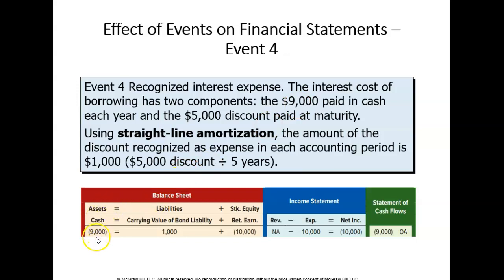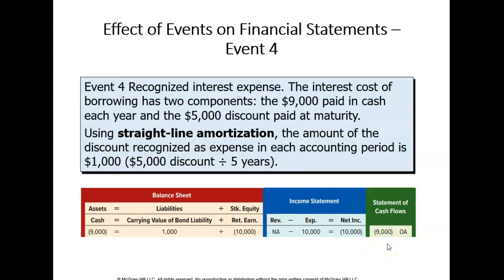So on the balance sheet, our cash is going to decrease by $9,000. Your bond's carrying value is going to increase by $1,000 because as you reduce the discount, that's going to increase the bond's carrying value. Under retained earnings, it decreased by $10,000 because you're showing a total of $10,000 in interest expense. The expense is the $9,000 being paid to the bondholder plus the $1,000 being amortized for the bond discount.